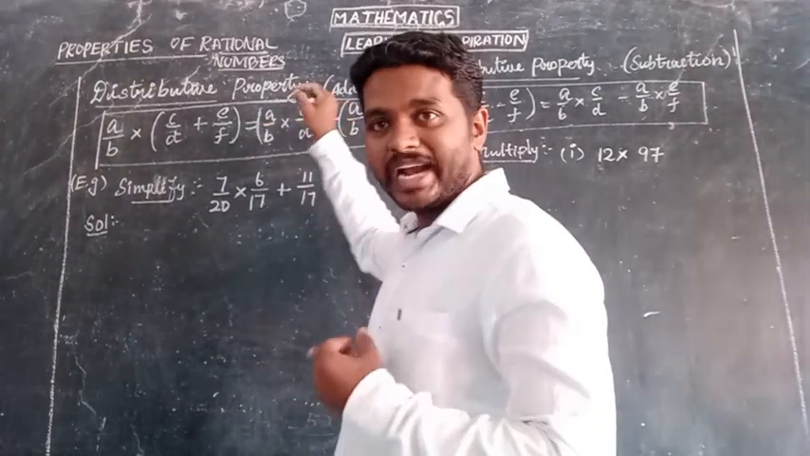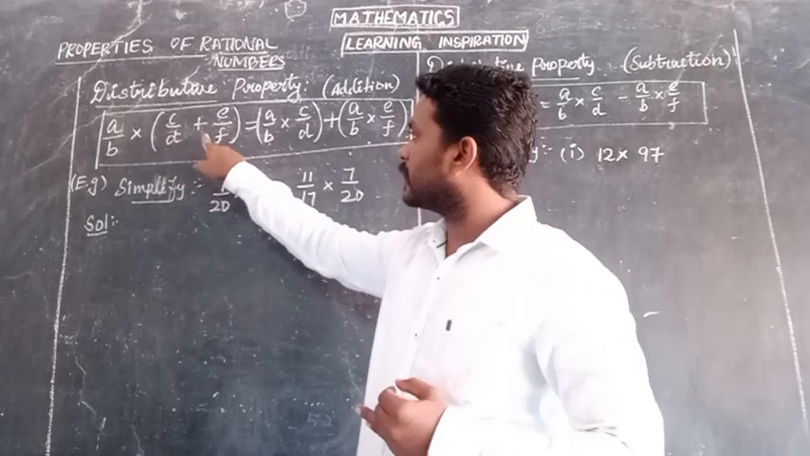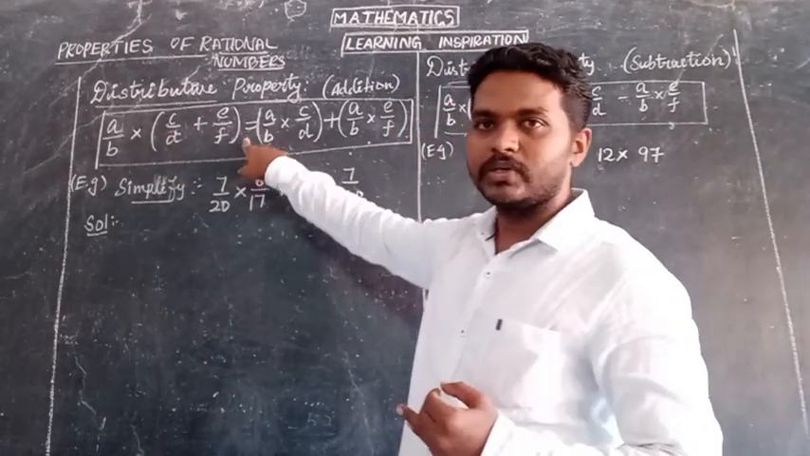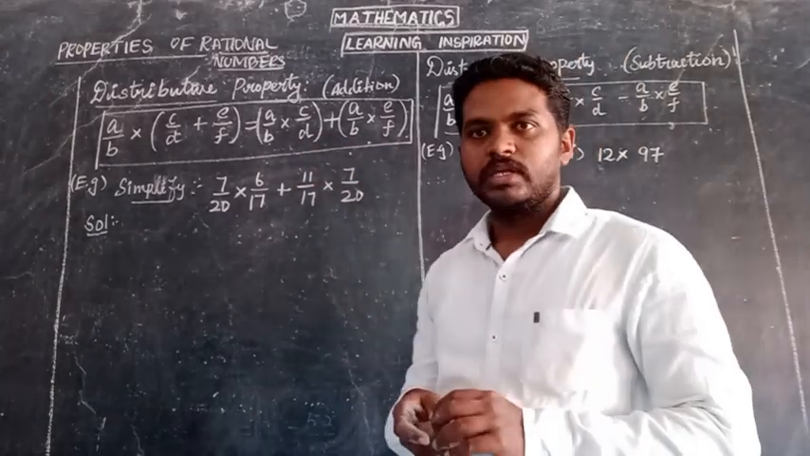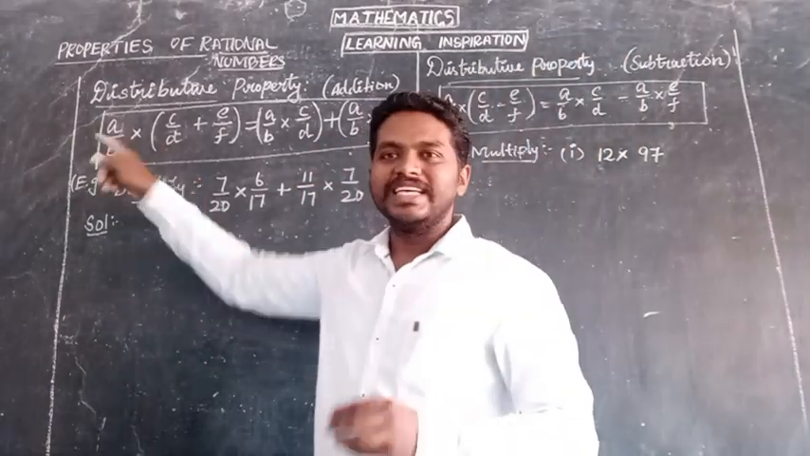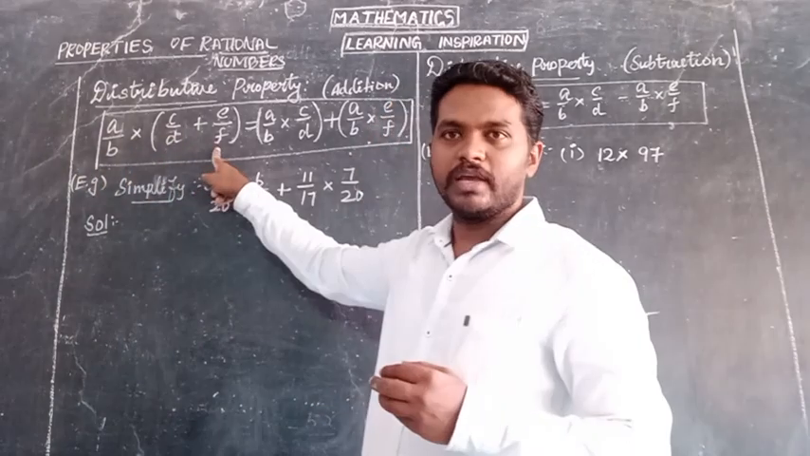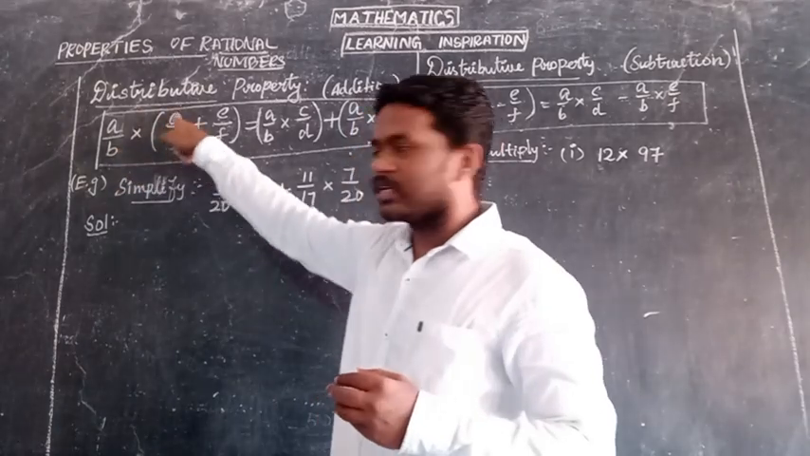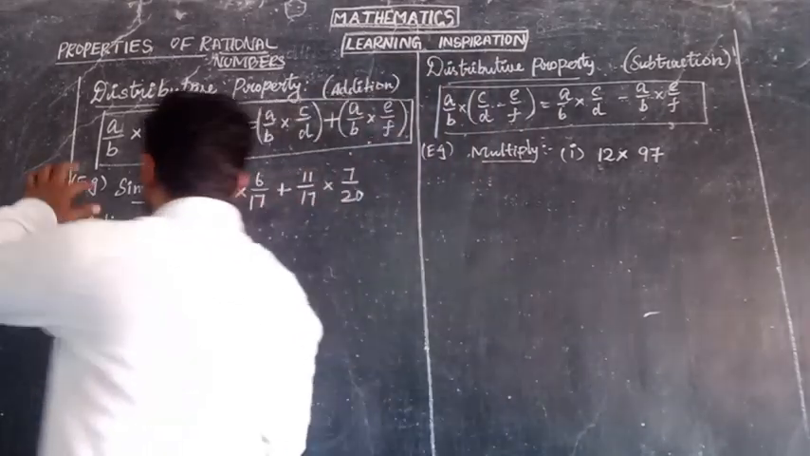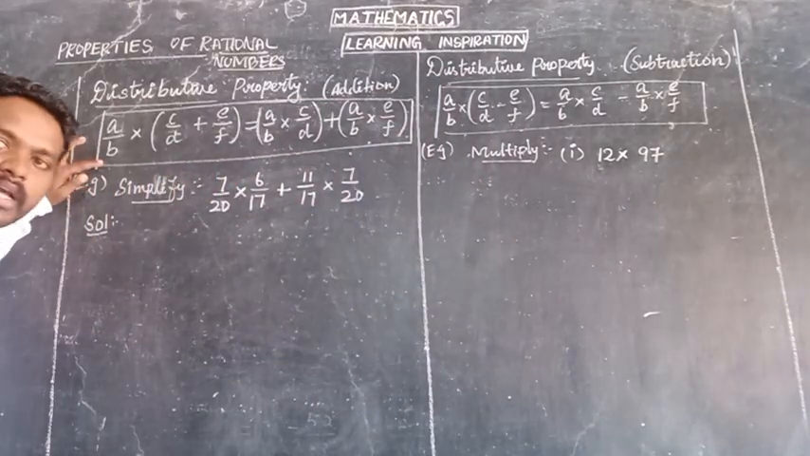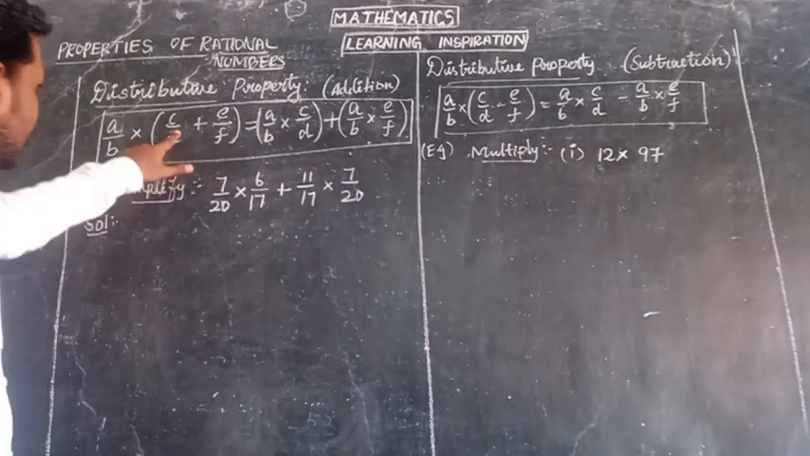So, the first one is addition. Here, a by b into (c by d plus e by f) is equal to a by b into c by d plus a by b into e by f. So the property is that a by b is distributed over both numbers inside, c by d and e by f. a by b is a distributor. a by b is multiplied with c by d, and the center value is plus.